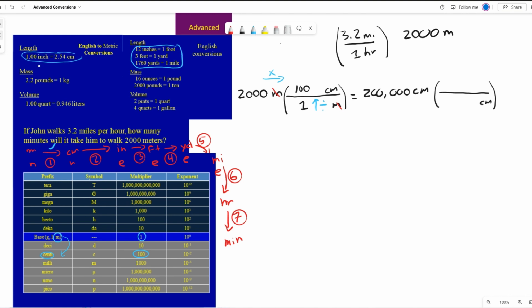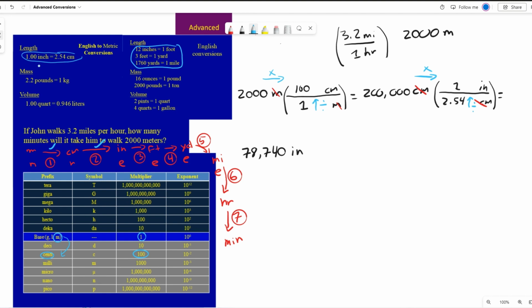Centimeters go on the bottom because we want them to cancel out, and inches on the top. 2.54 centimeters for every 1 inch. Centimeters and centimeters will cancel. Multiply across and divide up. When we do that, we take 200,000 times 1 divided by 2.54, and we end up with 78,740 inches. Okay, so now that is the next step done.